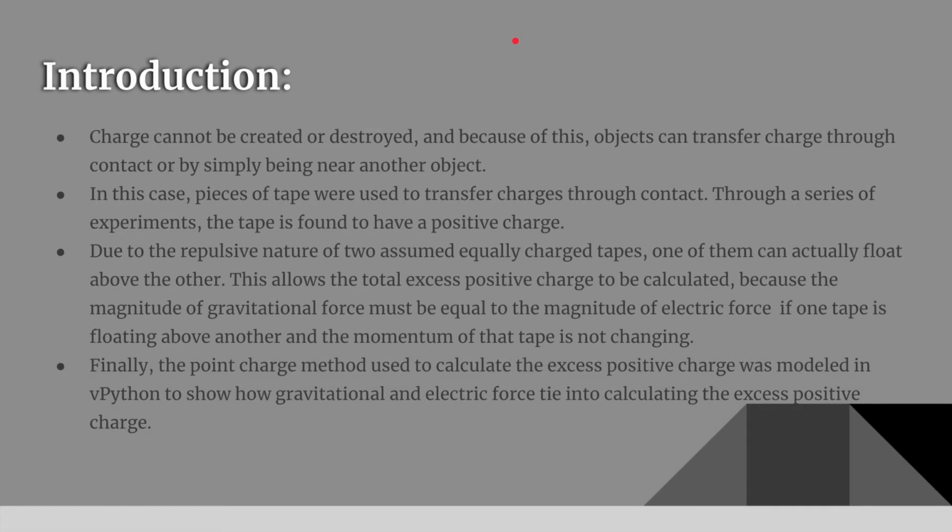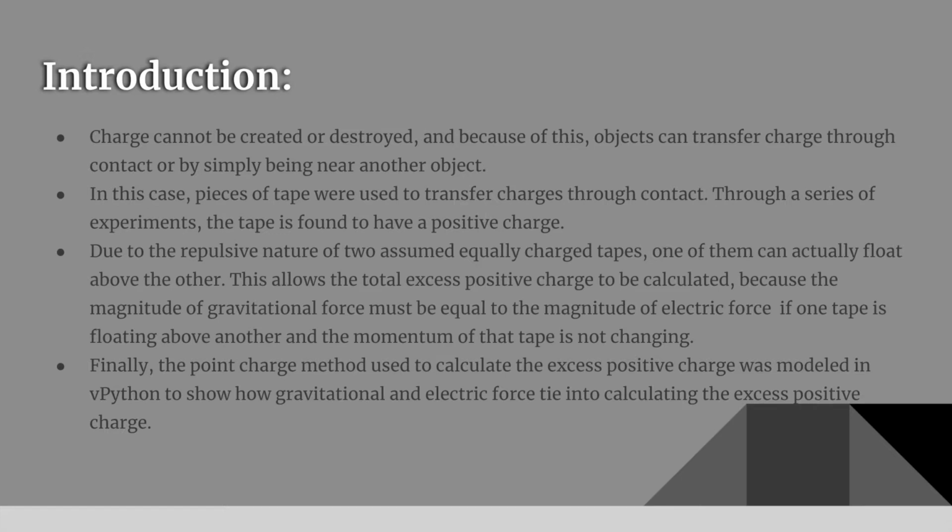Charge cannot be created or destroyed, and because of this, objects can transfer charge through contact or by simply being near another object. In this case, pieces of tape were used to transfer charges through contact. Through a series of experiments, the tape is found to have a positive charge. Due to the repulsive nature of two assumed equally charged tapes, one of them can actually float above the other.